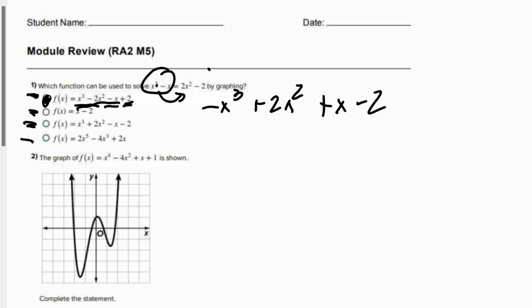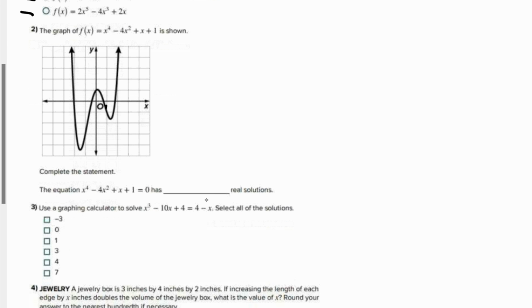Now as we move forward on this next one, we can see that we're looking for this graph. It's shown right here, and this one just asks how many real solutions. So just count the x-intercepts: 1, 2, 3, 4. So I can just say 4 real solutions.